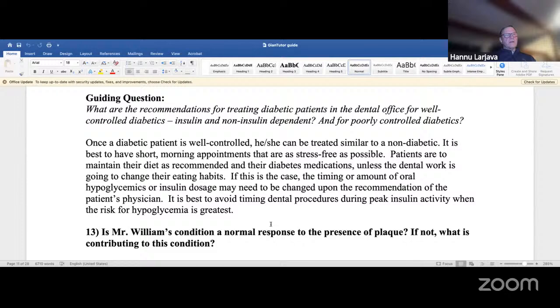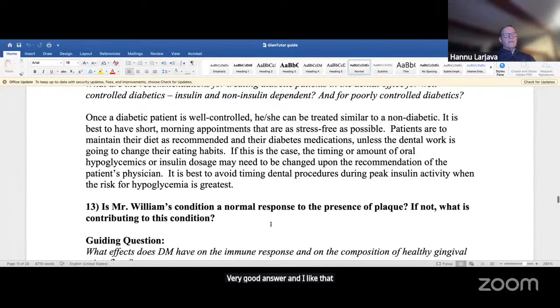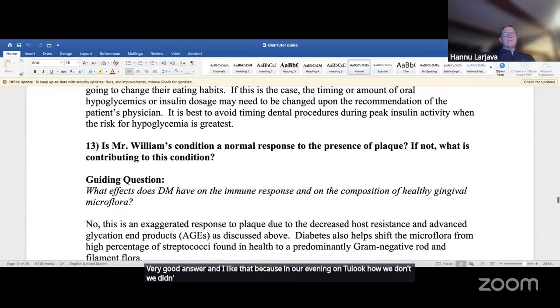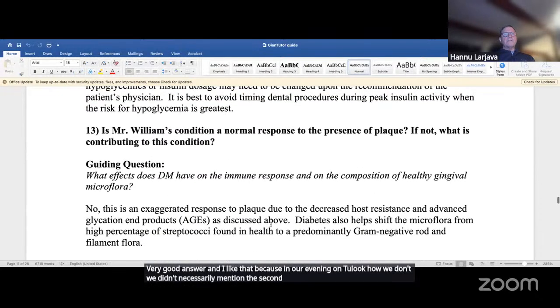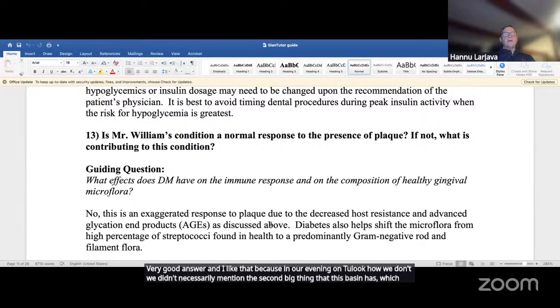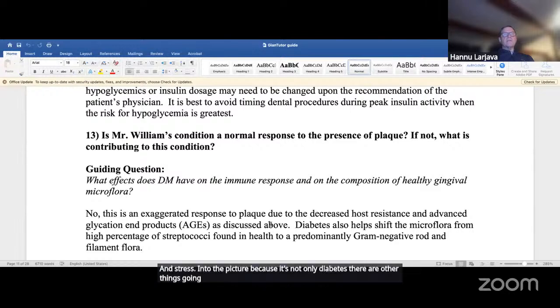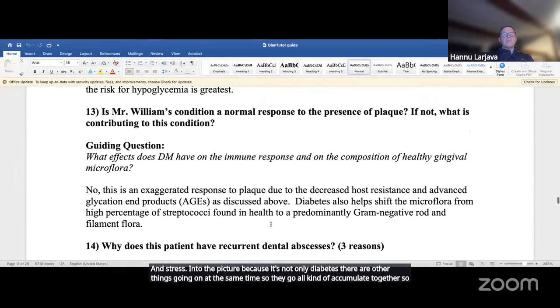Very good answer, and I like that, because in our trigger we didn't necessarily mention the second big thing that this patient has, which is smoking. And it's good that you are bringing the smoking and stress into the picture, because it's not only diabetes, there are other things going on at the same time. So they all kind of accumulate together. So that was a good answer. So let's move to number 14.